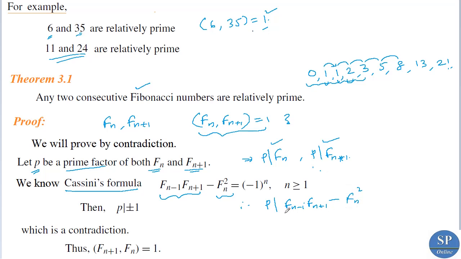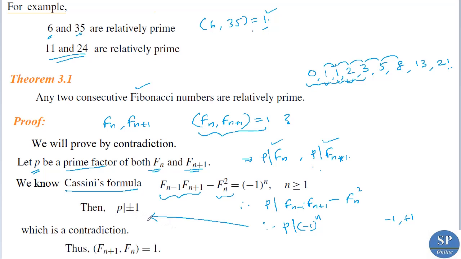So P divides a linear combination of these, that is Fn minus 1 into Fn plus 1 minus Fn square, by a theorem we previously studied. Therefore, P divides minus 1 power n, because this is equal to minus 1 power n. We know minus 1 power n is either minus 1 or plus 1. If n equal to 1, it is minus 1. If n equal to 2, it is 1. If n equal to 3, it is minus 1, etc. So P divides plus or minus 1.